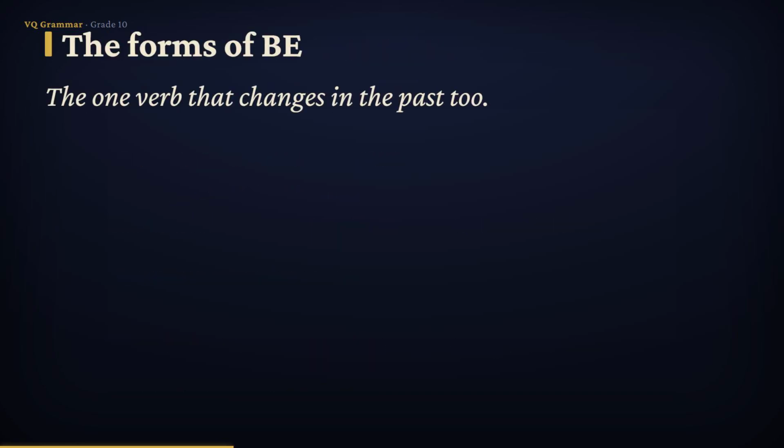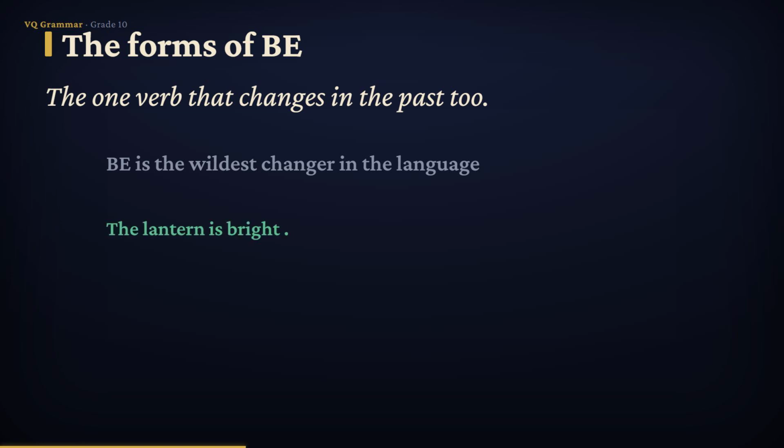Now let's meet the verb that gives everyone the most trouble, the verb be. Be doesn't just add an s, it changes shape completely. The lantern is bright, singular. The lanterns are bright, plural. So in the present, be gives us is for one and are for many.